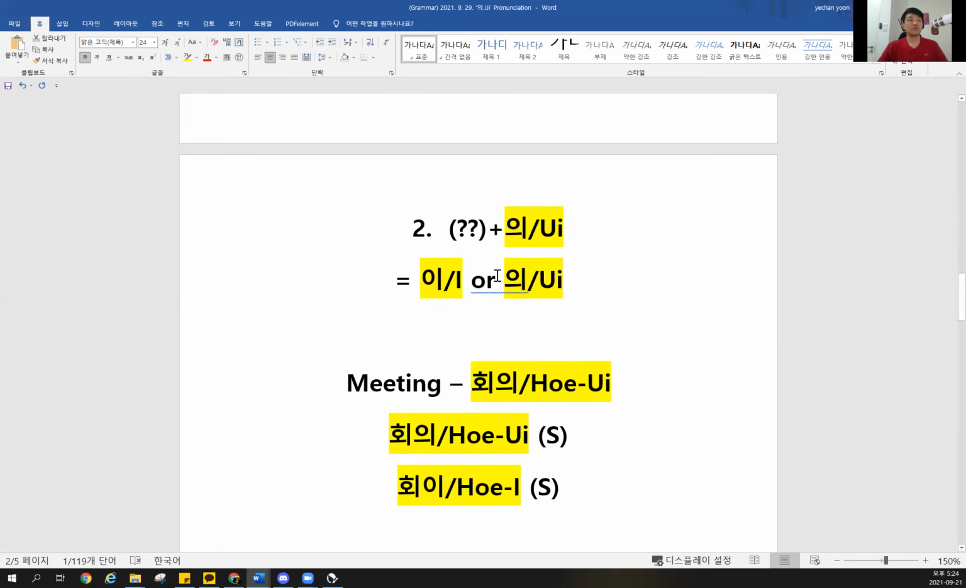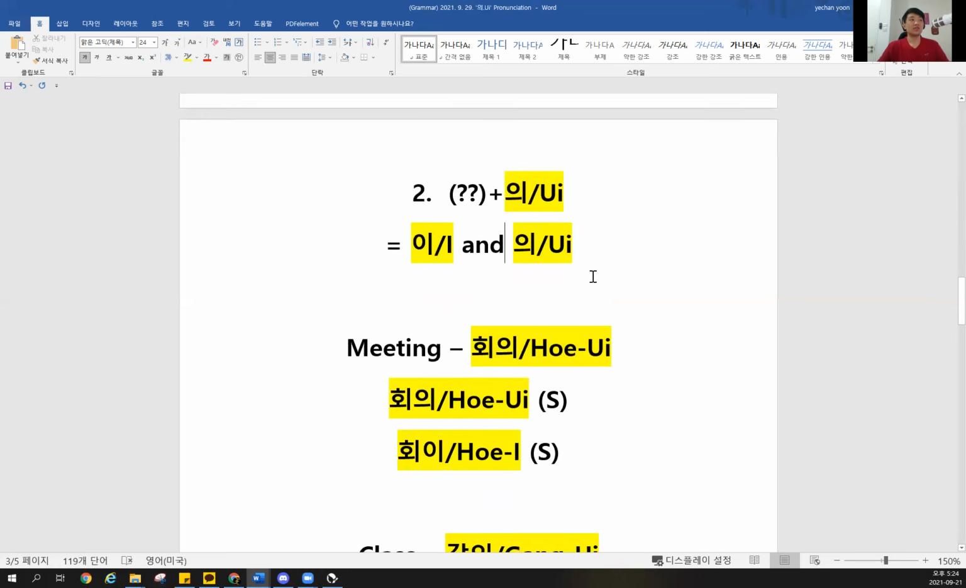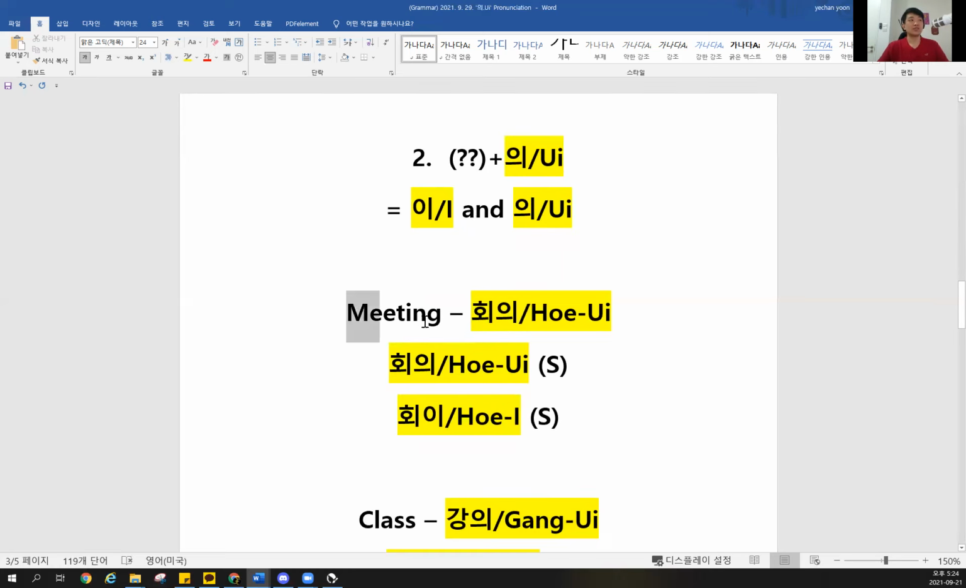And next one. If some letter or word comes before the 의, then you can pronounce it as e or 의. You can use both of them. Okay, e or 의. So this is going to be e and 의. All right, so let's say this is the example.